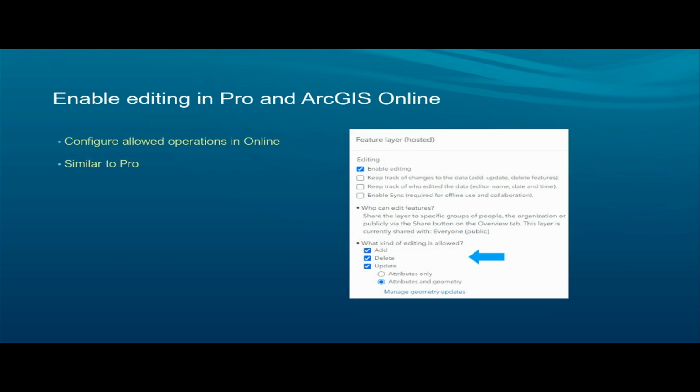Online also has that similar approach. So you can choose whether after publishing, you can set whether you want to add, delete, update, or any combination of those. Disable geometry updates or only enable attribute updating. So the online portal experience also allows you to configure your editing configurations on the feature service.